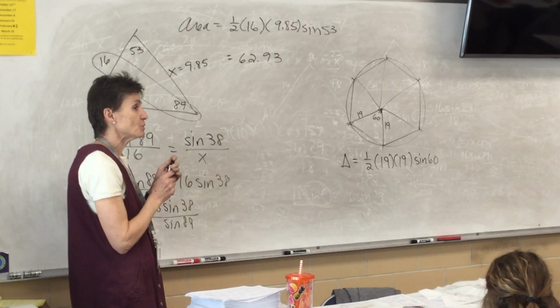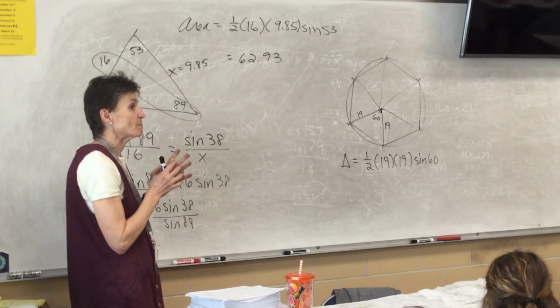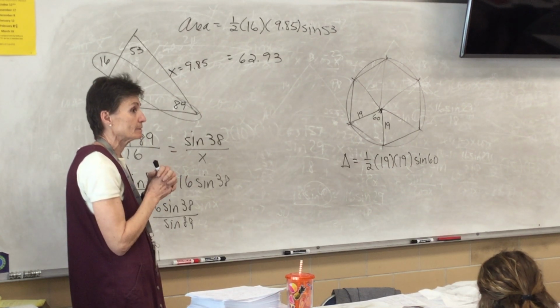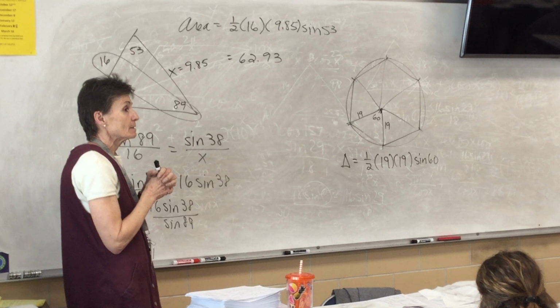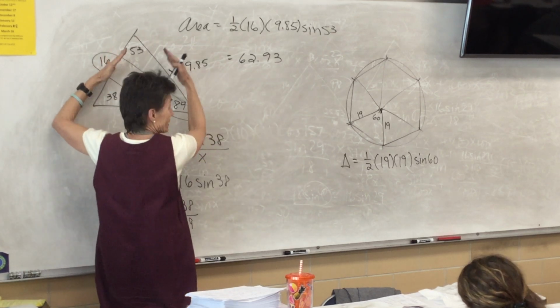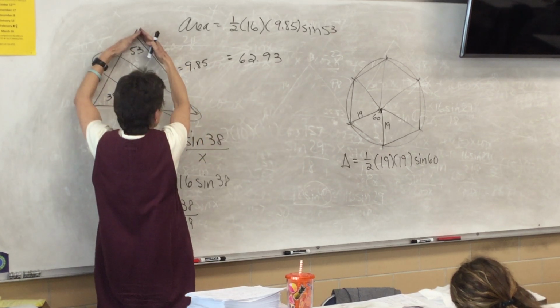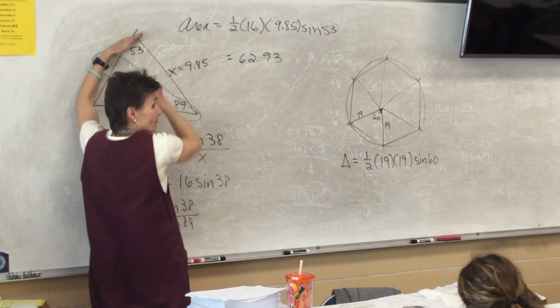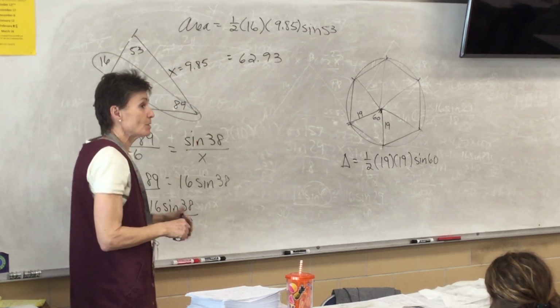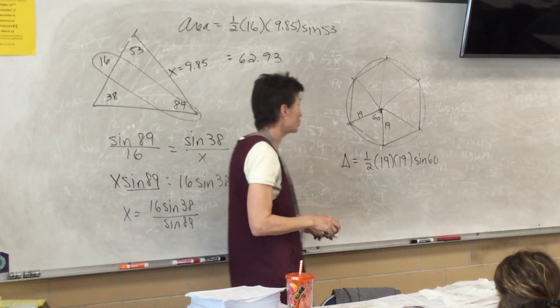You have to use the angle that is between the sides. Here are your sides, Olivia. What angle is between them? 53. You have to use the included angle.